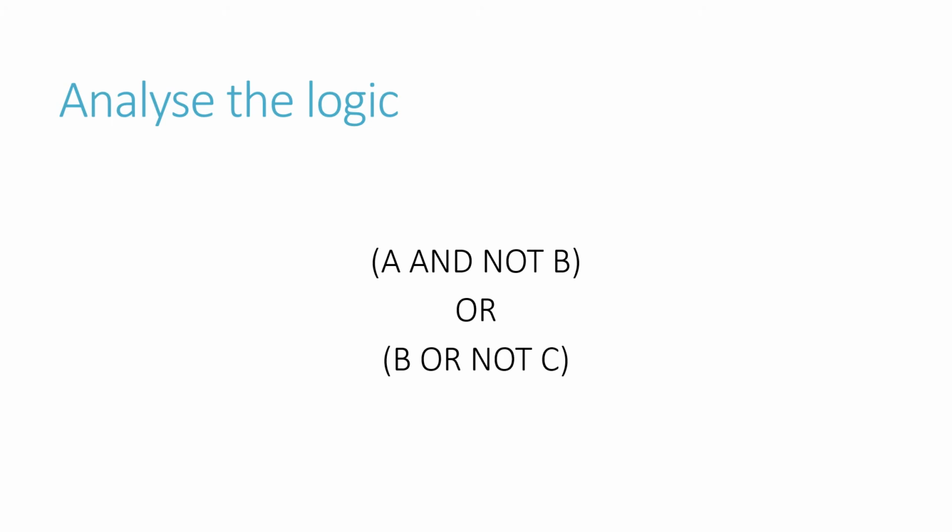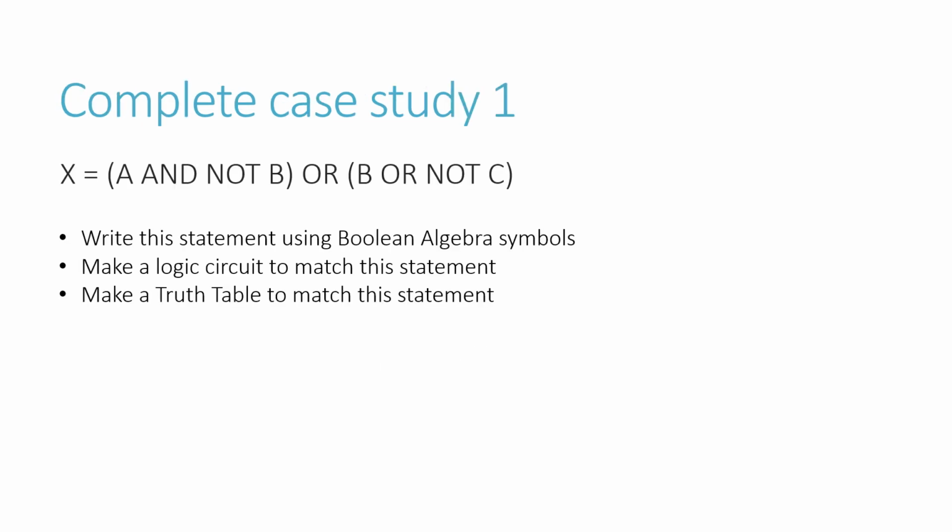So it's A and not B, or B or not C. So we're starting to look like a Boolean expression now. So in order to complete this case study, write this statement using Boolean algebra, make a logic circuit to match the statement, and make a truth table to match the statement. In other words, you're creating the circuit that would be used to control the cryogenic tank, and you're evaluating the truth table for that circuit.